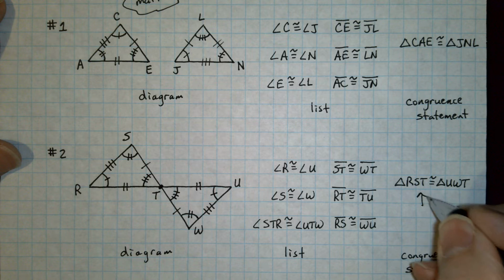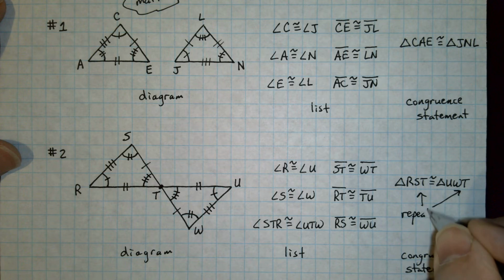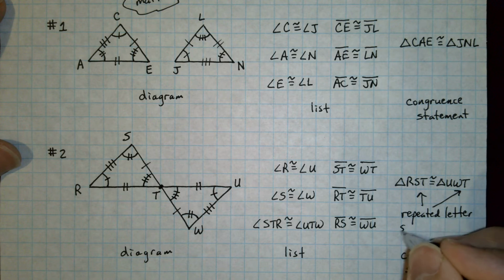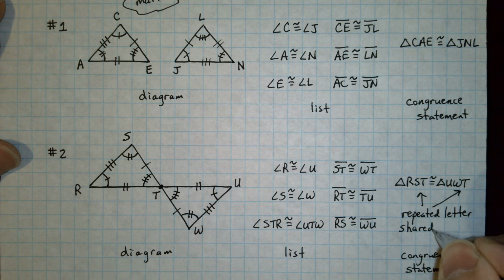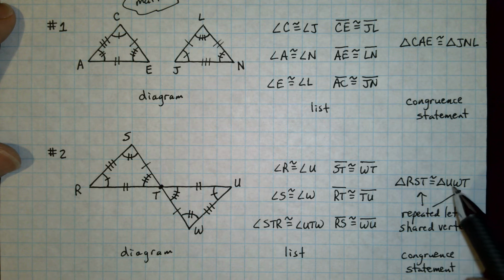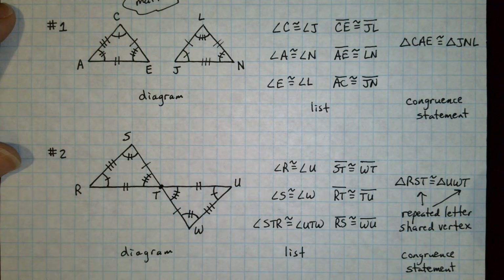We have a repeated letter, which means we have in the diagram itself a shared vertex. So even if I don't have a diagram, but I have a congruent statement with one repeated letter, I would expect it to look something like this.